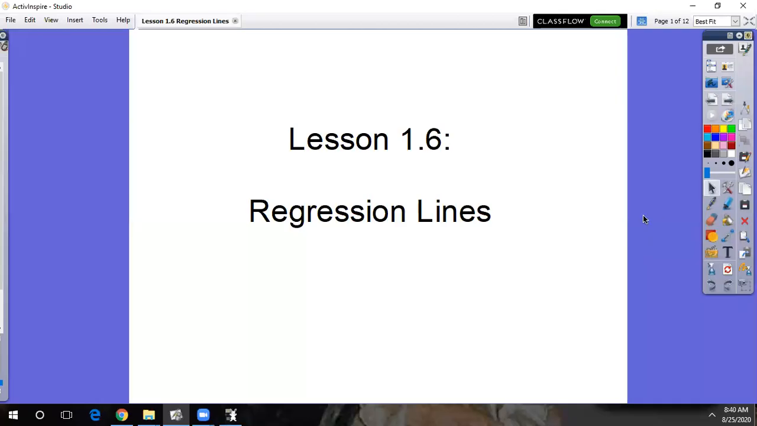All right, guys, so welcome back. We are looking at lesson 1.6 about regression lines. The goal of today's lesson is to be able to make regression lines that we can use to model data and make predictions about data outside the scope of just what we have. So we make predictions for values that we may not necessarily have in our data set.